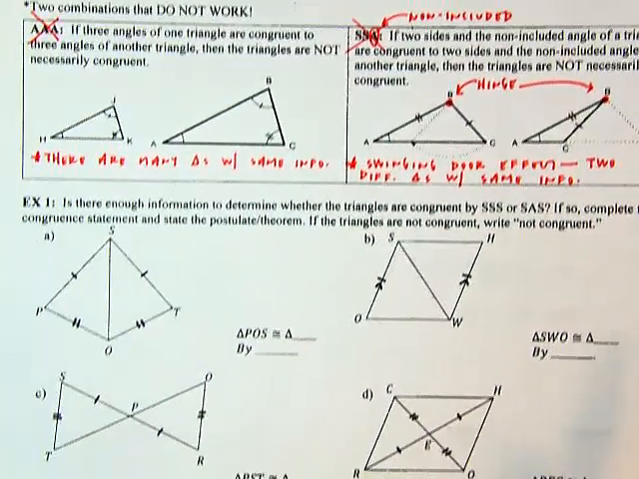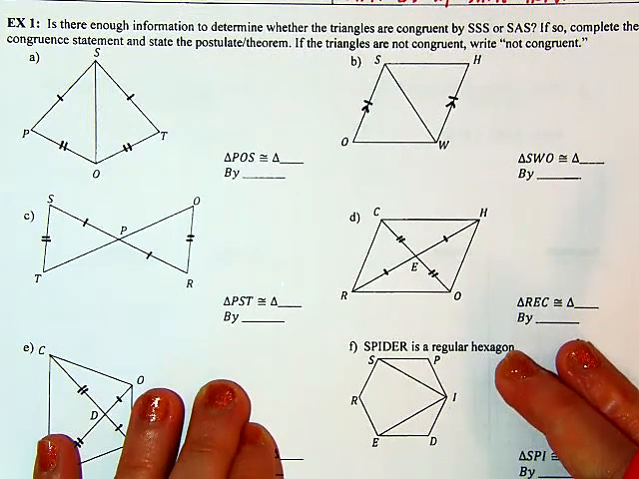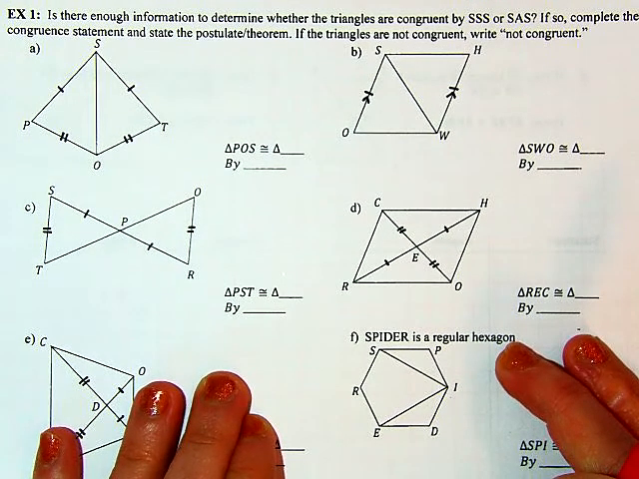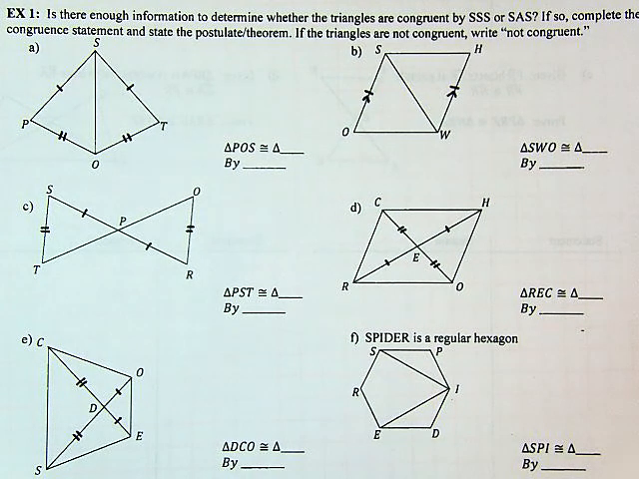All right, example 1. So here we're going to go through and look for, do we have enough information to determine whether the triangles are congruent? All we know right now are side, side, side, and side, angle, side. We will have 3 more combinations that work coming at us next lecture. So if we can say yes, we're going to complete the congruent statement, and state which reason, is it side, side, side, or side, angle, side.